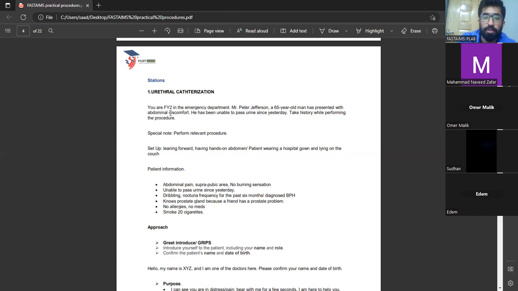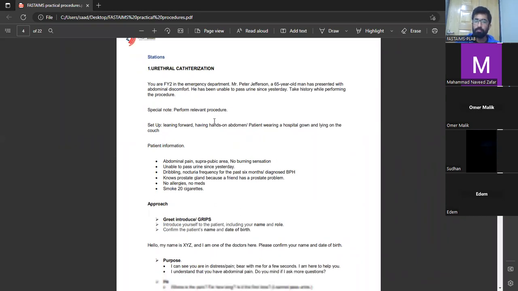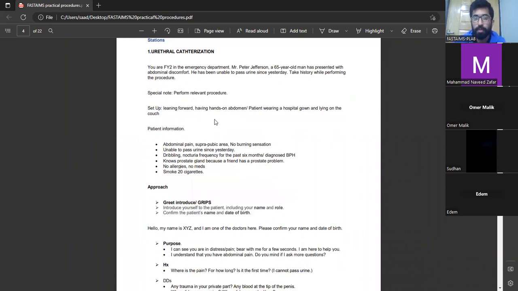Take history while performing procedure. Special note is perform relevant procedure. So there is a special note, perform relevant procedure, and you have to take history while performing the procedure. Okay, so now outside the cubicle, you have 4 to 5 things to focus on. Peter Jefferson, 65 years old, abdominal discomfort, has not been able to pass urine since yesterday, and perform relevant procedure and take a little bit of history. Let's see how we're going to approach this station.